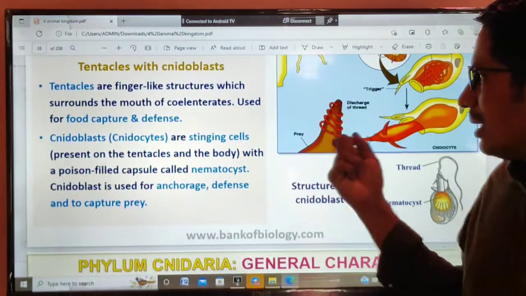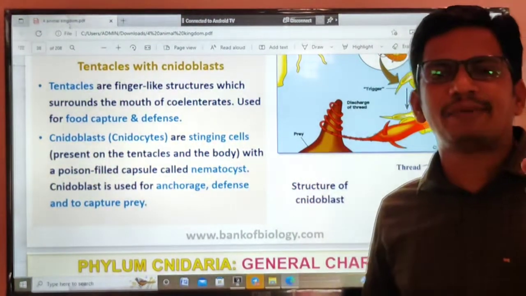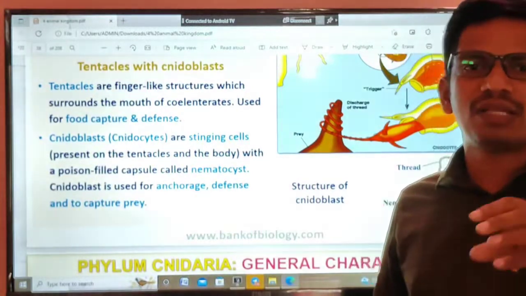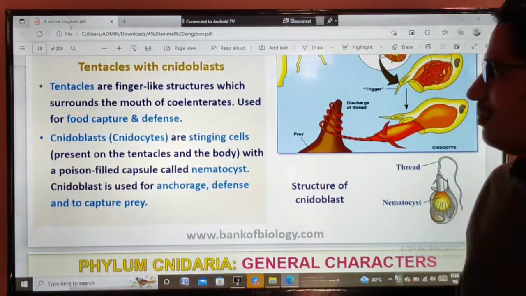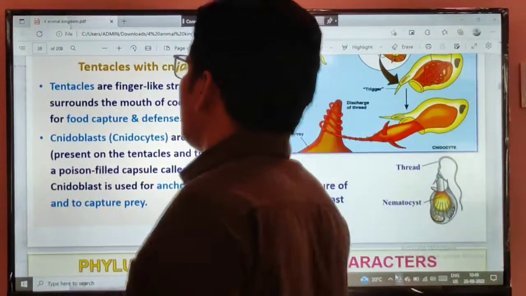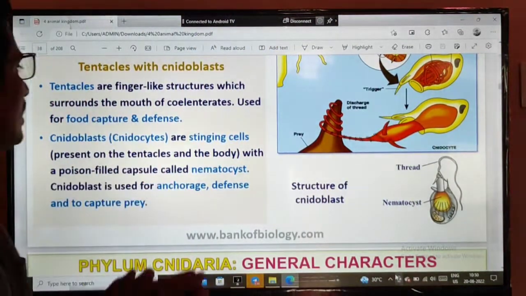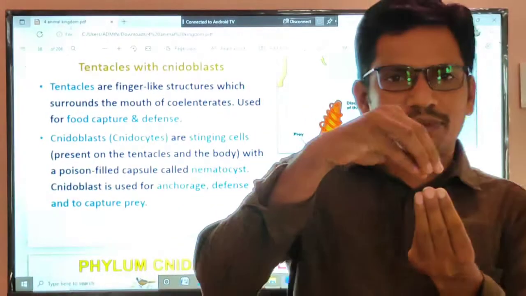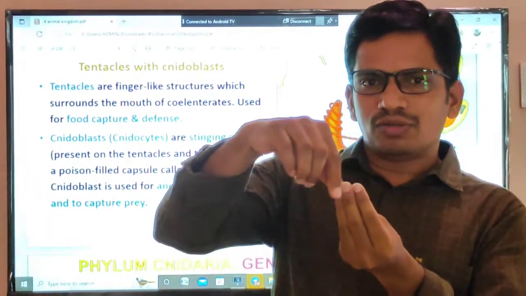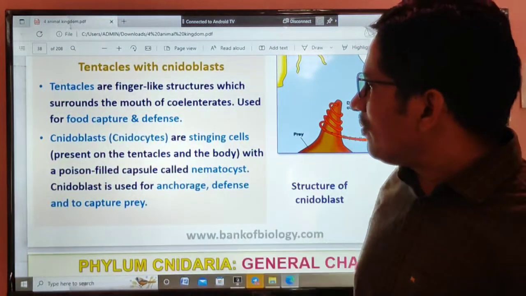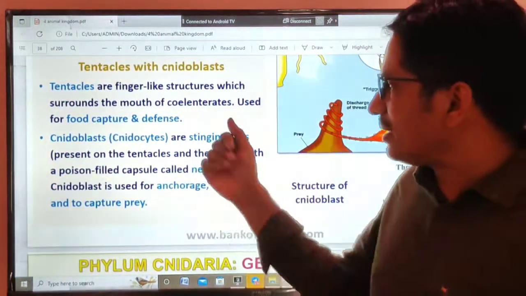The name Cnidaria is given because they have a special type of cells called cnidoblast cells, which are mainly present on the tentacles and some places of the body surface. See here, tentacles are finger-like structures which surround the mouth. The oral part is there, and on the mouth side the tentacles are arranged. They are helpful for the capture of food and for defense.